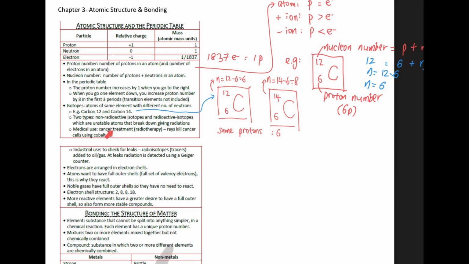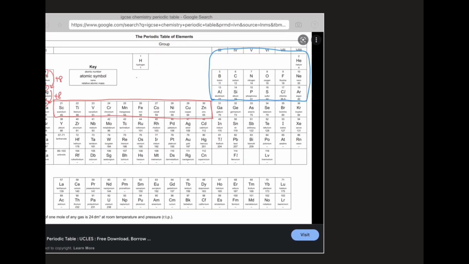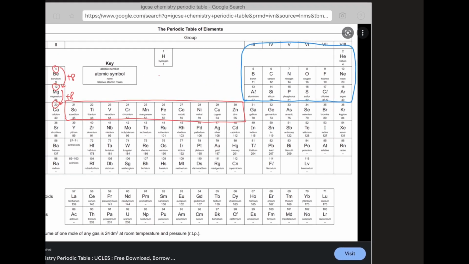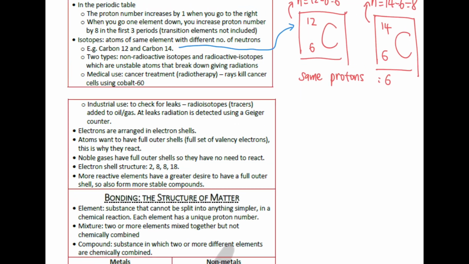So to treat cancer, we have to use this isotope, cobalt 60. You see the periodic table down here again. Cobalt is somewhere here. The relative atomic mass of cobalt is 59. So cobalt 60 is the isotope, the heavier one. Like what I mentioned, the heavier ones are normally radioactive. So this is the one.